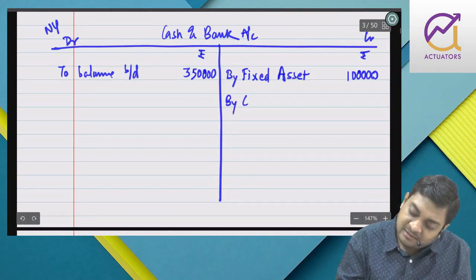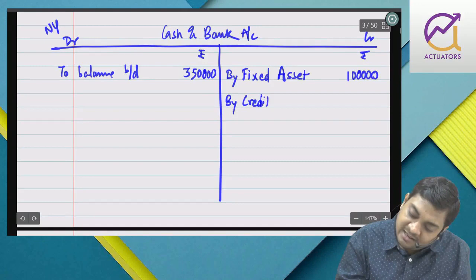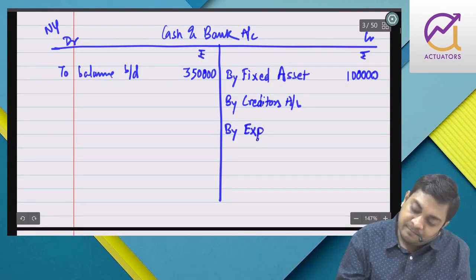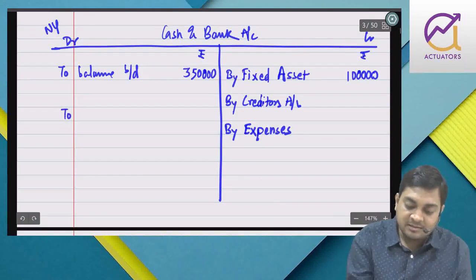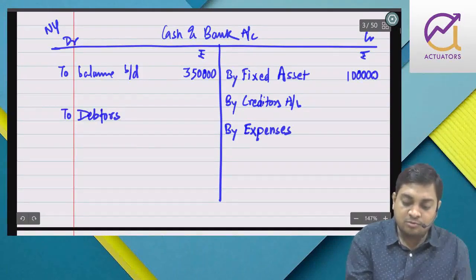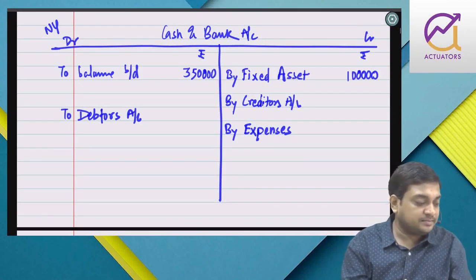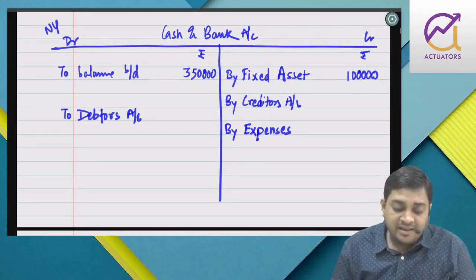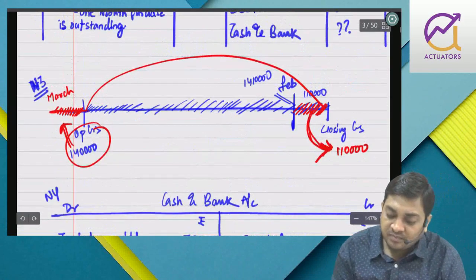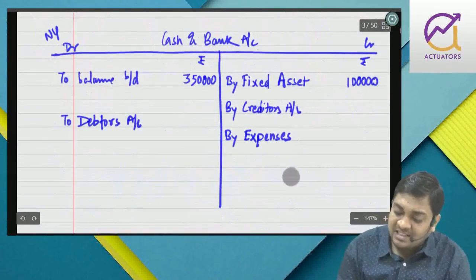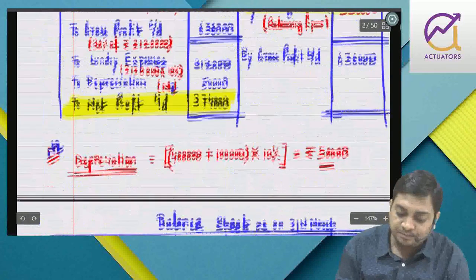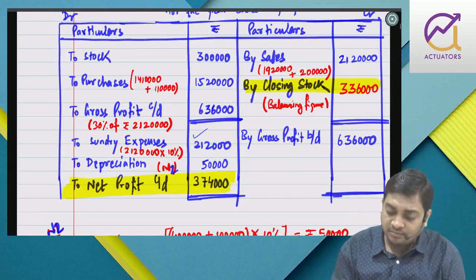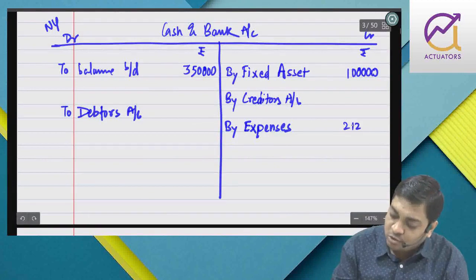So by creditors, by expenses, to debtors, right? Now listen to me very carefully. In order to get expense payment, that is very easy, because in PL how much I have shown? 2,12,000, and we know the concept of cash flow. If there is no outstanding or prepaid, it means the amount paid is 2,12,000.